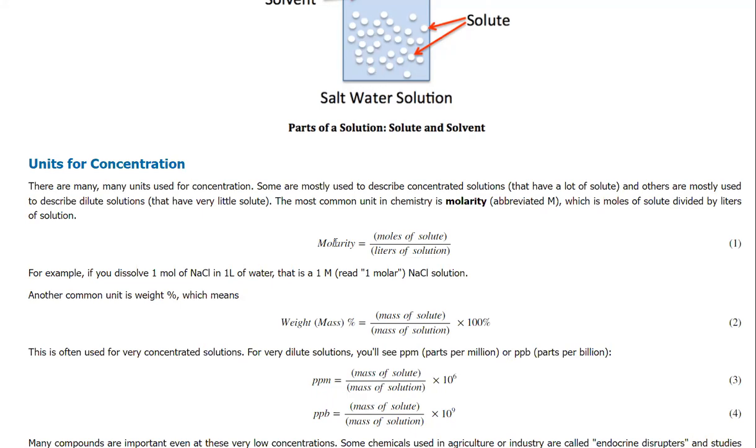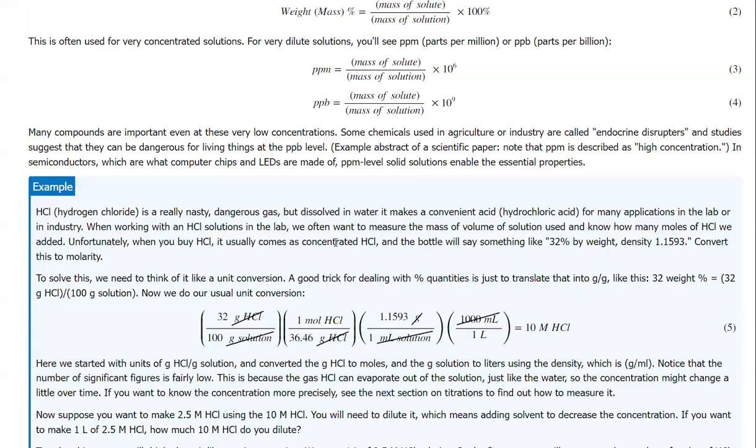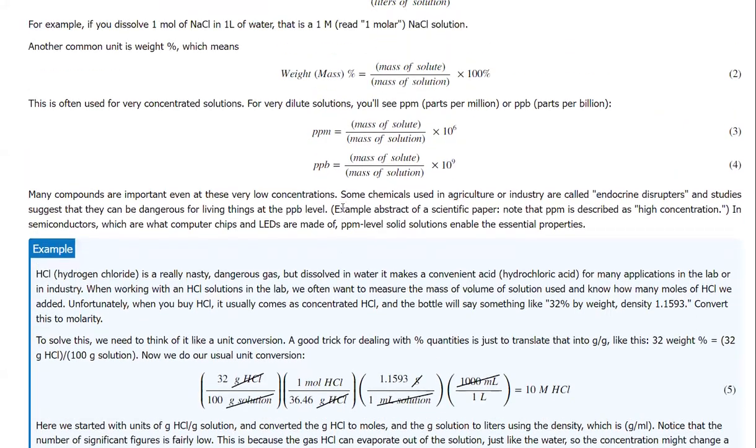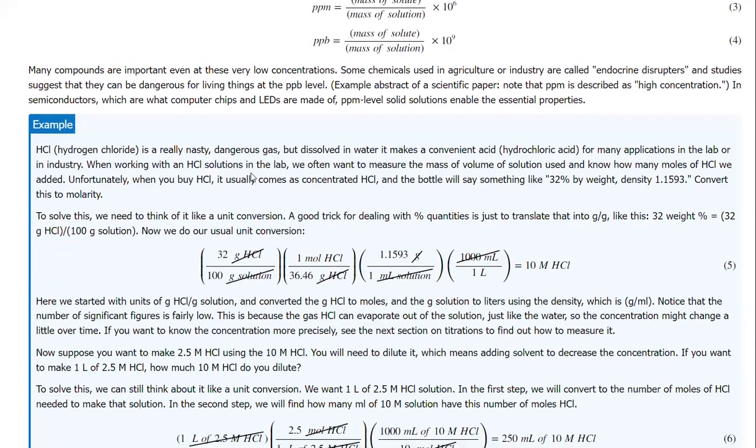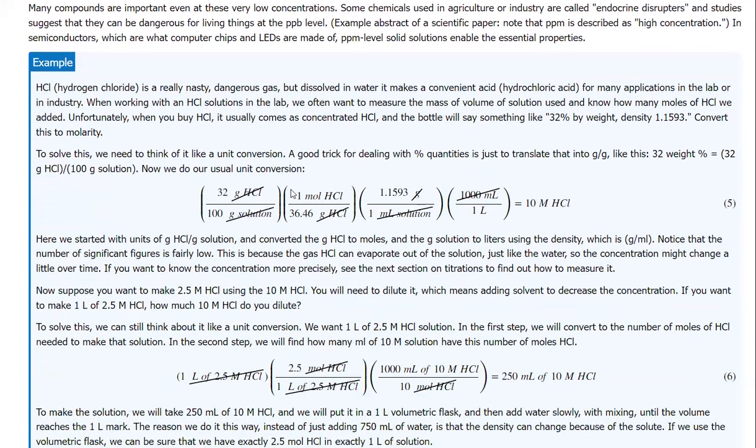So let's look at the calculation with molarity. The easiest one is if you're given moles of something and you're given volume in liters, then you simply divide it and you get molarity. Often the case though, we're given grams. If we're given grams, then we'll need to take grams and convert that to moles, the same kind of stoichiometry you had before.